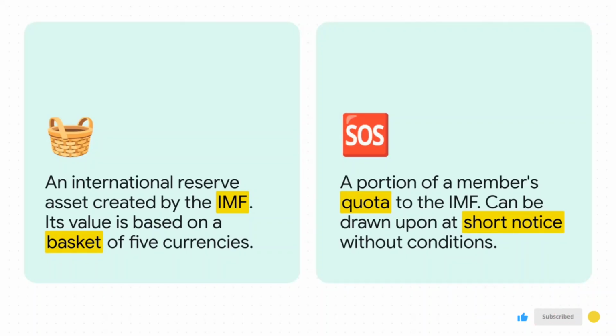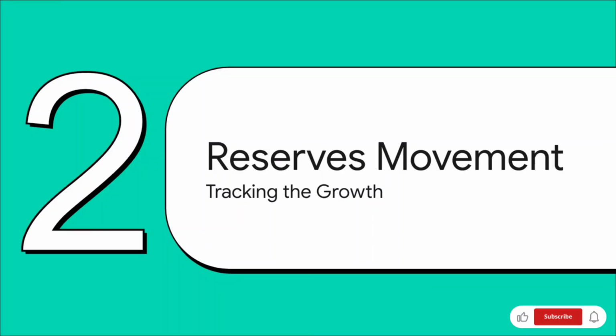Next up, you've got your IMF-related assets, SDRs, and the RTP. The easiest way to think about SDRs is as a claim on a basket of the world's most important currencies. The RTP, on the other hand, is kind of like an emergency fund that India can access from the IMF, no questions asked. Okay, so let's move on to the latest numbers and see how all this builds up.